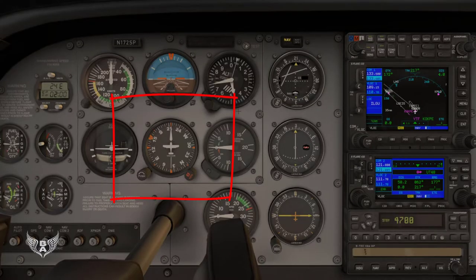Next, let's move down to your heading indicator, which is also known as the directional gyro. This displays your aircraft's heading in compass points with respect to magnetic north when it's properly adjusted with a magnetic compass.